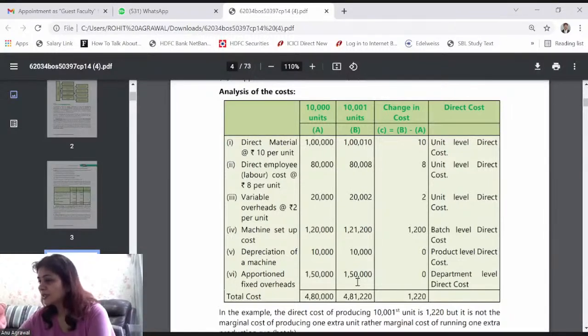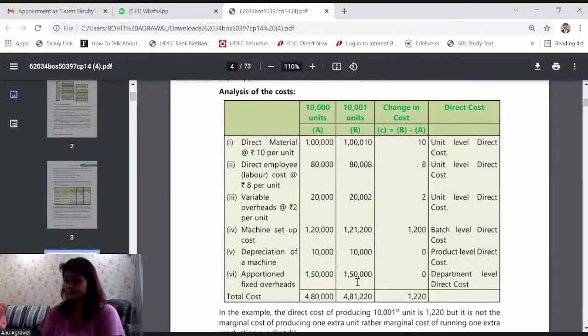Okay. Sunil is writing contribution is equal to sales minus variable cost. PVR is equal to contribution divided by sales into 100. BP in units terms is TVC divided by contribution. BP in rupee terms is total fixed cost divided by PVR into 100. Wonderful.